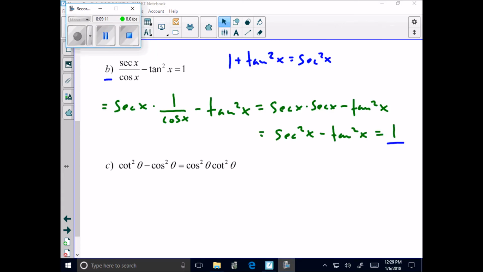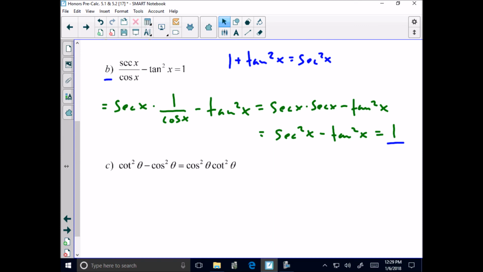All right, guys, so looking at this one, what we have is secant x over cosine x minus tan squared x, and we're trying to show that that equals 1. I know that 1 over cosine equals secant, and if I can get 2 secants to be multiplied, that will give me secant squared, and there I might be able to get to a Pythagorean identity, since tan squared is the trig function that's associated with secant squared in a Pythagorean identity.